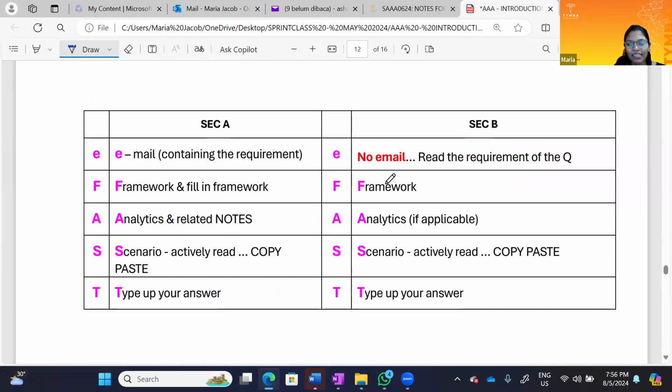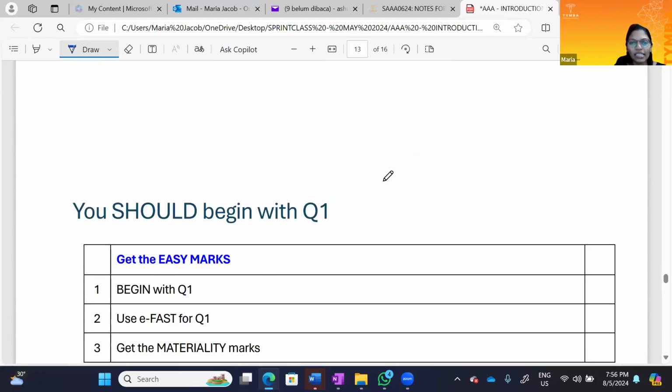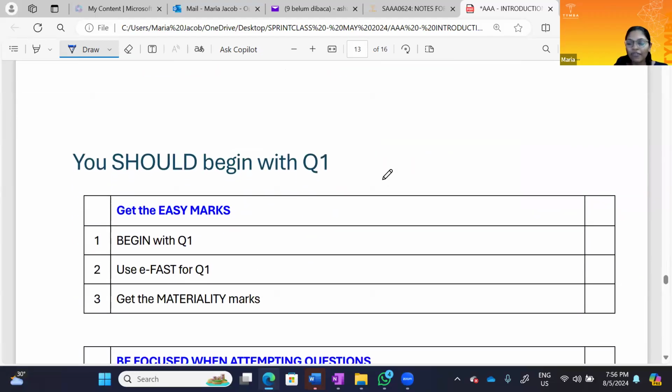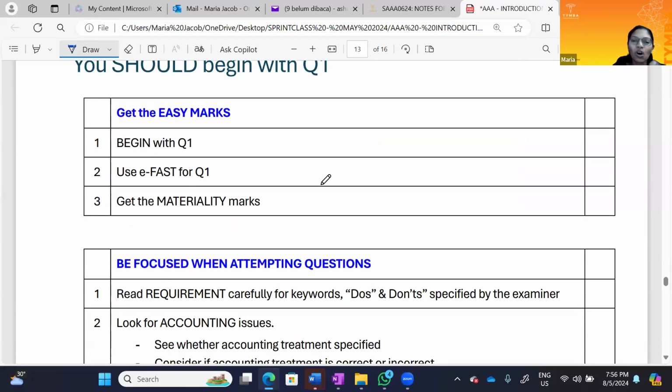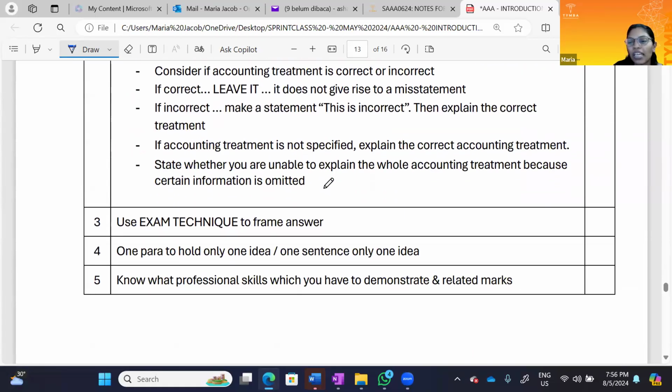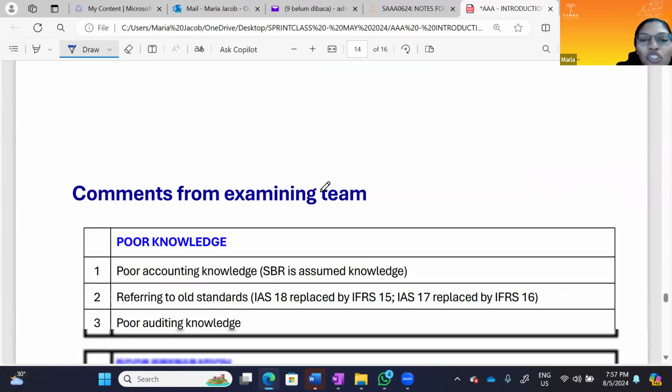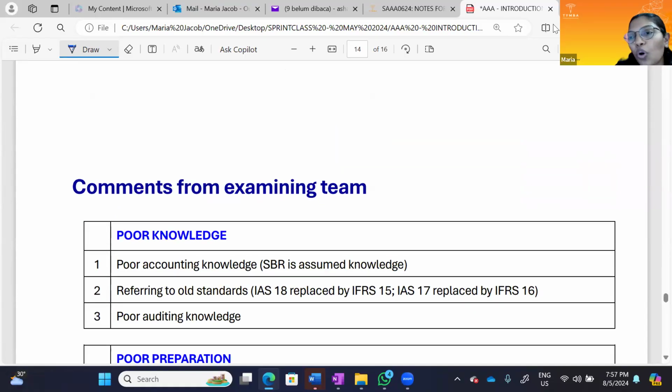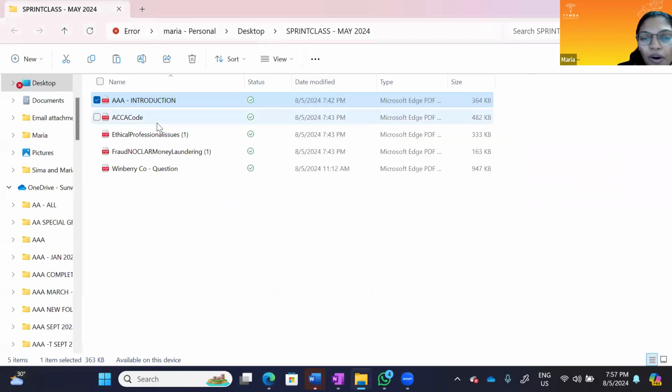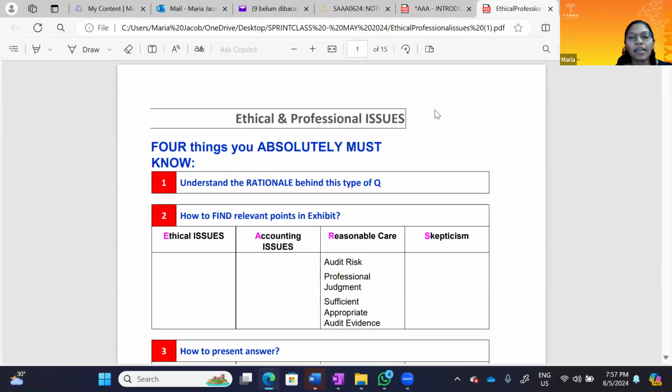And this is a technique which I will teach you later. From what I've learned, you should start with question one. All this I will repeat to you again when I'm doing question one. Now I want to move straight on to your topic. Look at the notes that I have already uploaded. Open the section on ethical and professional issues.